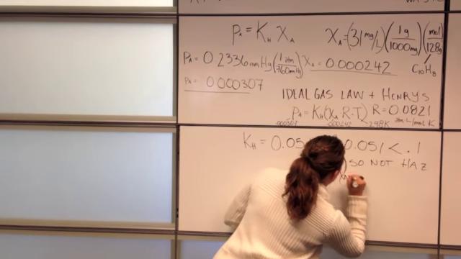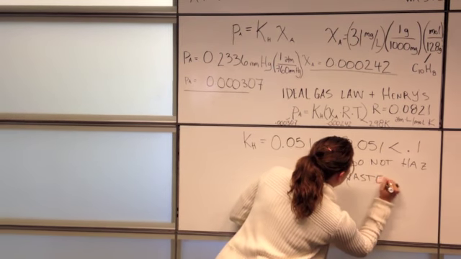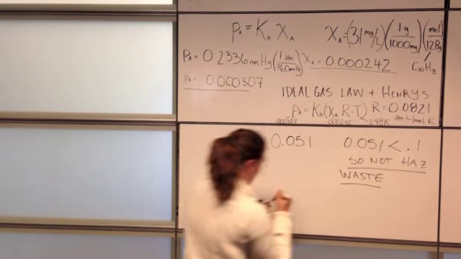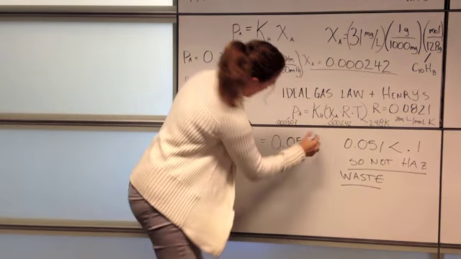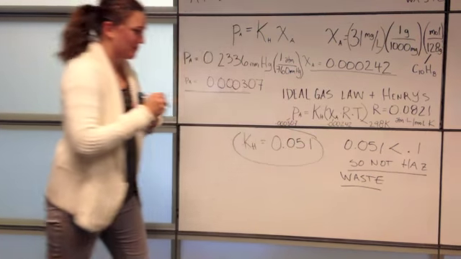According to the legislature, a hazardous waste is one with a Henry's constant mole fraction greater than 0.1. Our K is less than 0.1, so it is not considered a hazardous waste.